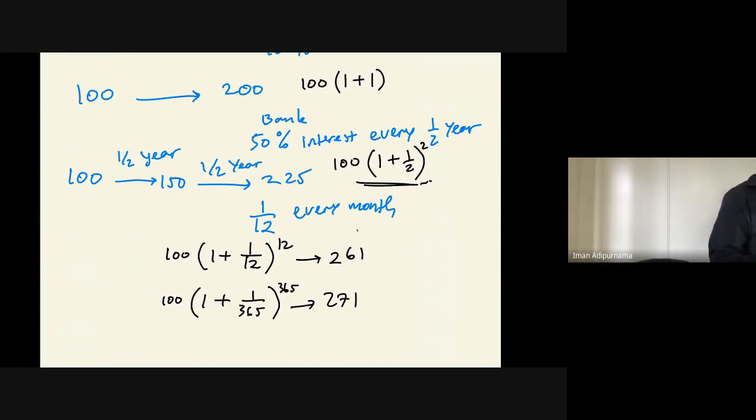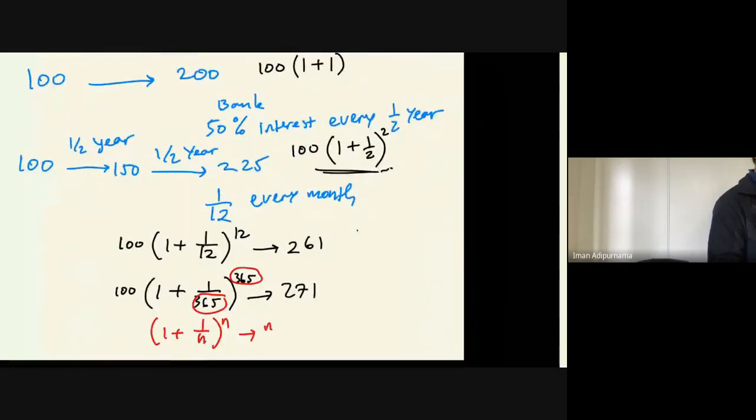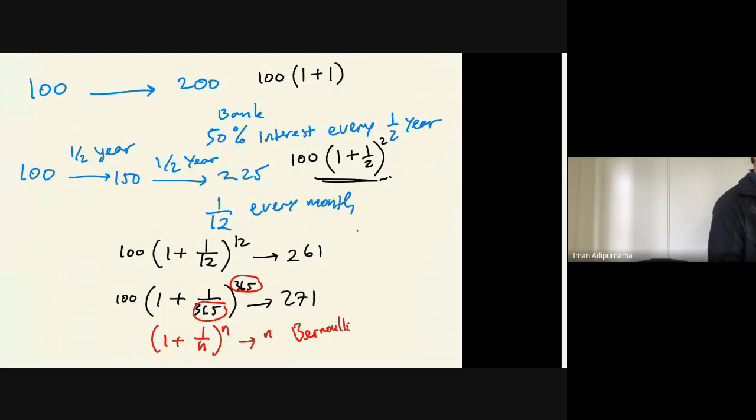Okay. So your this 365, you can say this is 1 plus 1 over n. So you can have n as much as you can, right? So Bernoulli wants to know what is the number here. But unfortunately, Bernoulli failed to find it. But he knew the number is between 2 and 3. He's nearly got it right, 2.71. E is 2.71, right? He's nearly got it right, but he cannot find the exact number, okay?